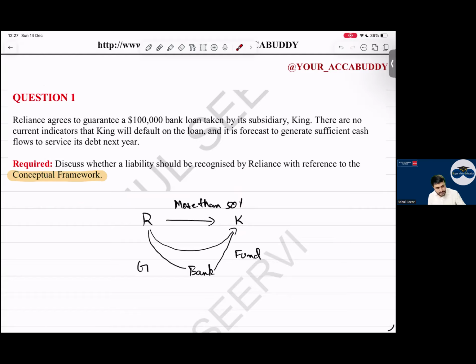Let's take that the question is for 5 marks. 5 marks means you have 10 minutes, not more than that. 5 marks, 10 minutes. You have read the question, yes sir, 1 minute. Then for reading the question, 9 minutes you have. What do you think, everyone? Whether Reliance should recognize the liability or ignore it?